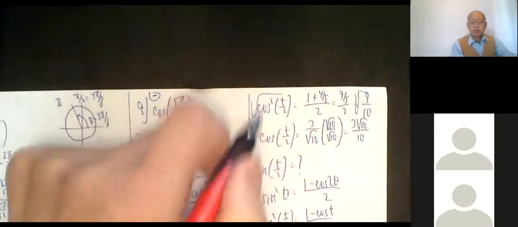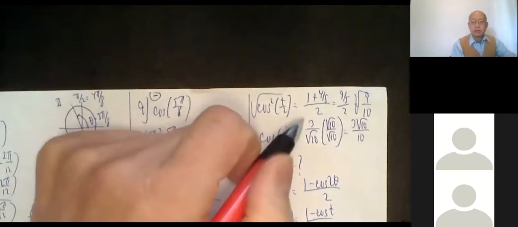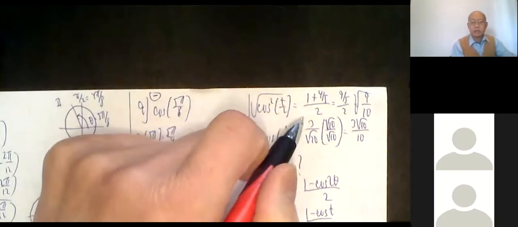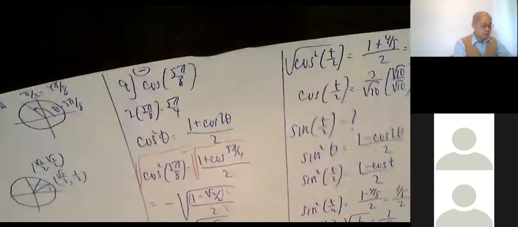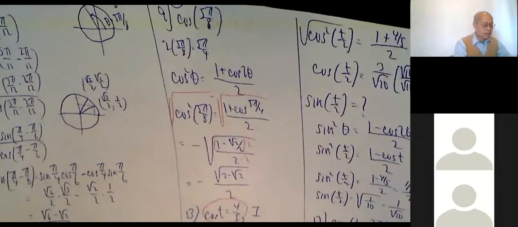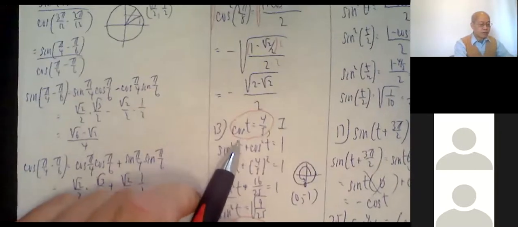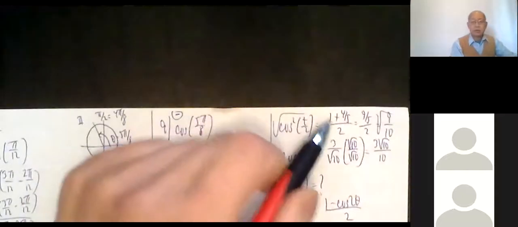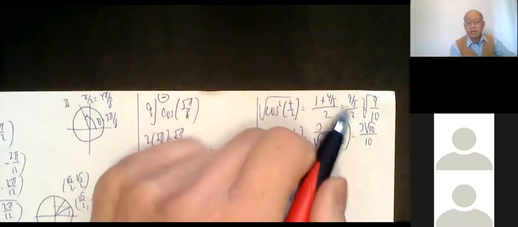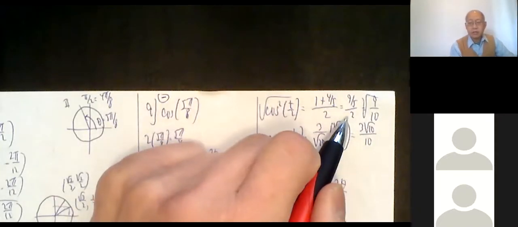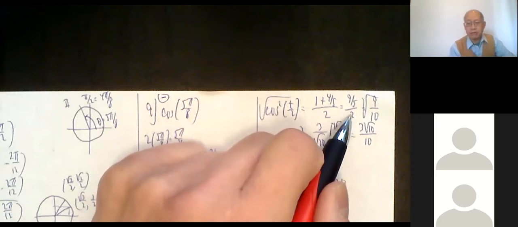All right, so jumping over here now. Cosine squared, ignore the square root temporarily. So (1 plus 4/5) divided by 2. We had cosine of t was 4/5, right? So (1 plus 4/5) divided by 2, that's 9/5 divided by 2, which is 9/10. Remember, dividing by 2 is the same as multiplying by a half. So 9/5 times a half.